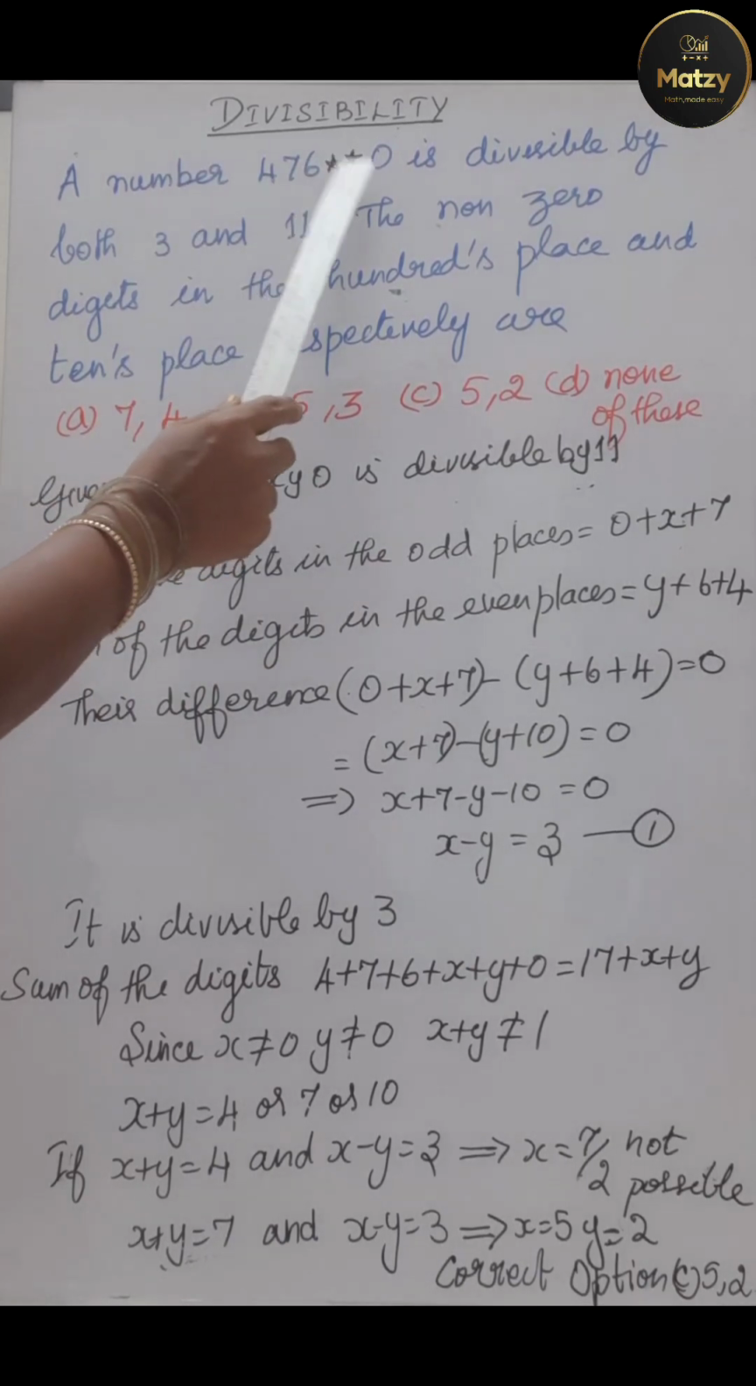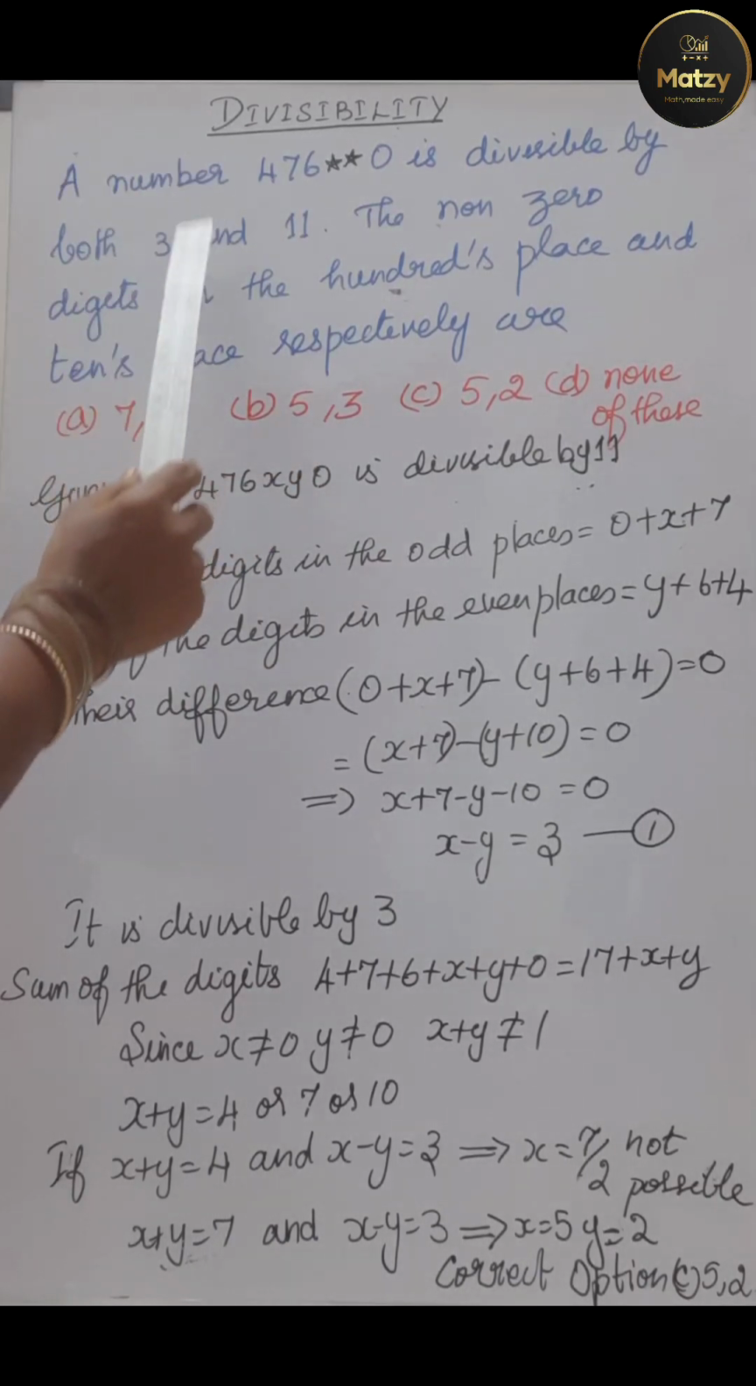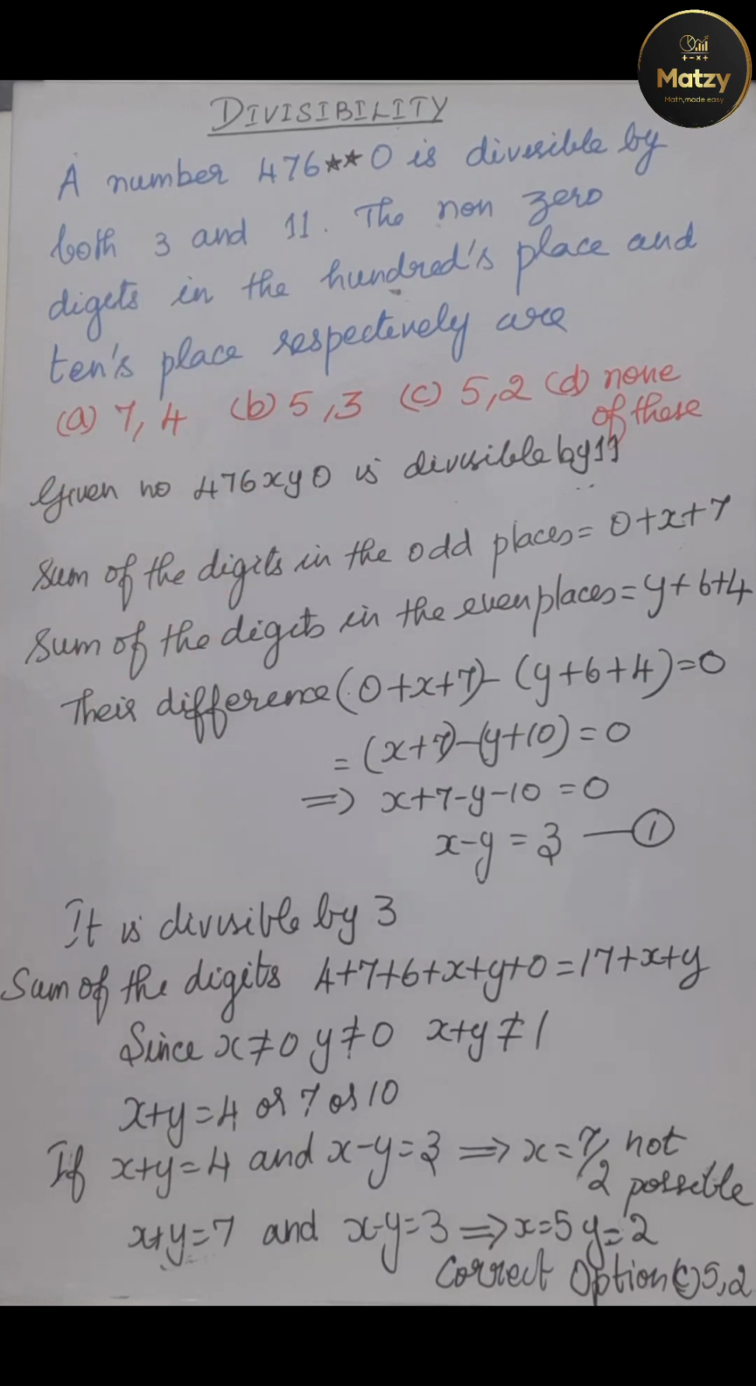The number is 4, 7, 6, _, _, 0, with two places missing. It is divisible by both 3 and 11. The non-zero digits in the 100th place and the 10th place respectively are, and four options are given.